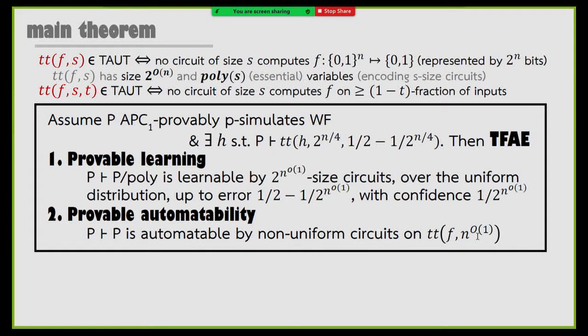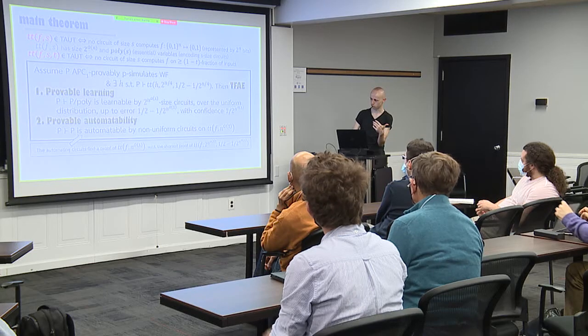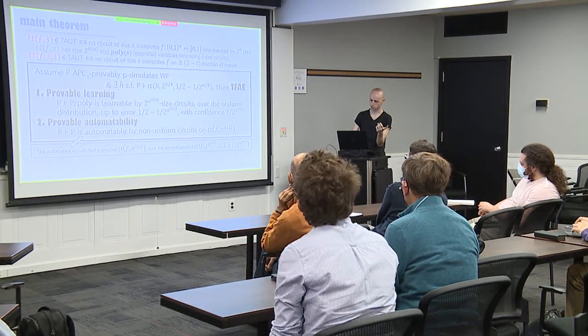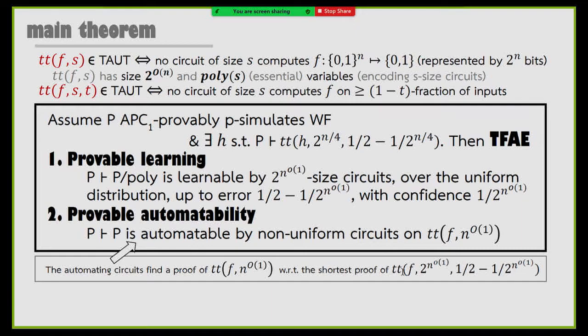And in more detail, the statement that P is automatable says that you have a circuit with the property that the circuit C is given a propositional formula TTF poly n, and given such a formula, it can find a proof of this formula in the proof system P, which is not much longer than the proof of a different formula, TTF expressing sub-exponential size average case lower bound for the function f. So this differs from the standard notion of automatability, but it still carries the original message of automatability.